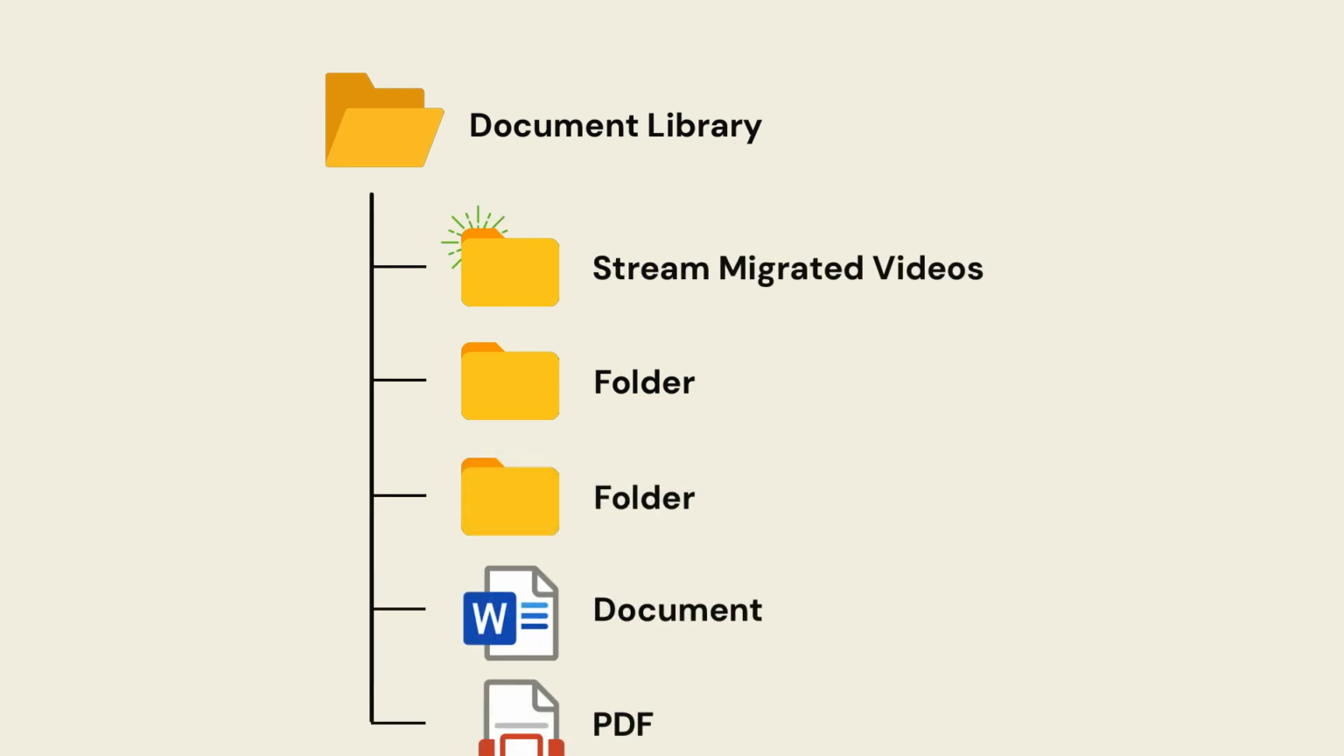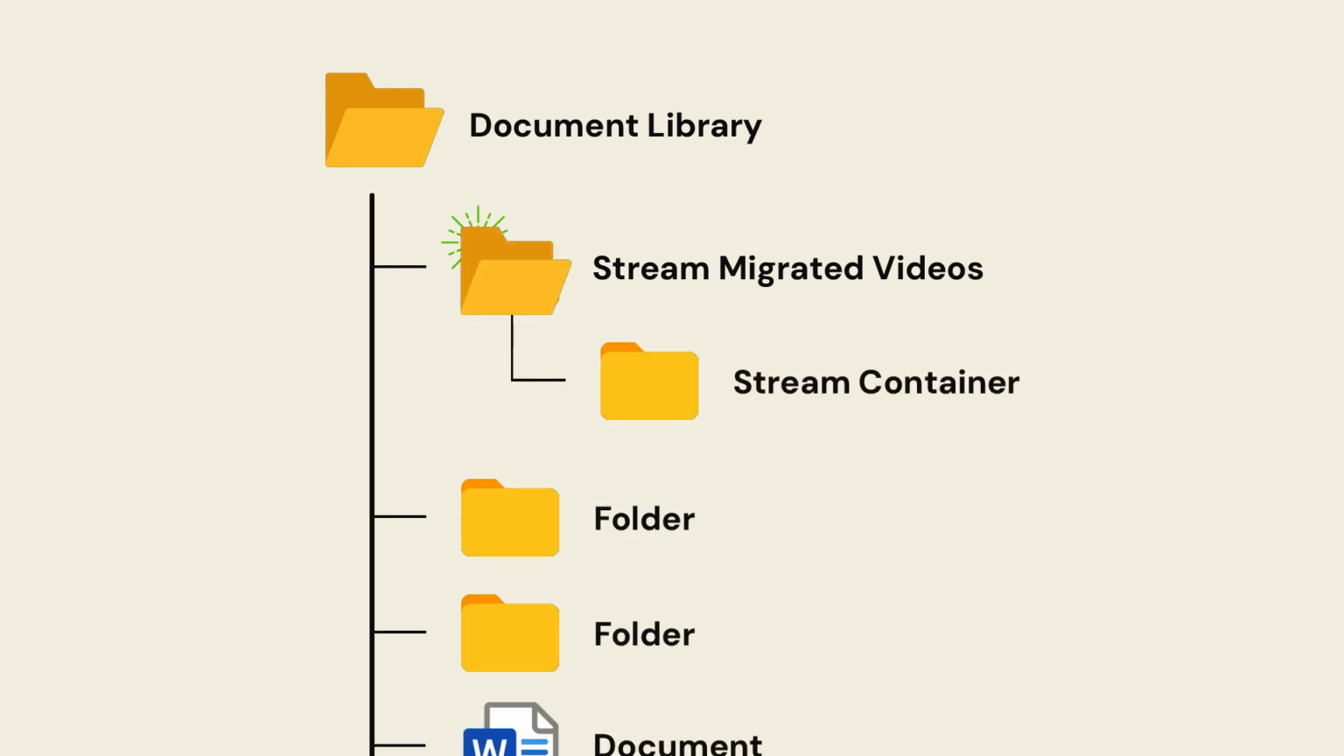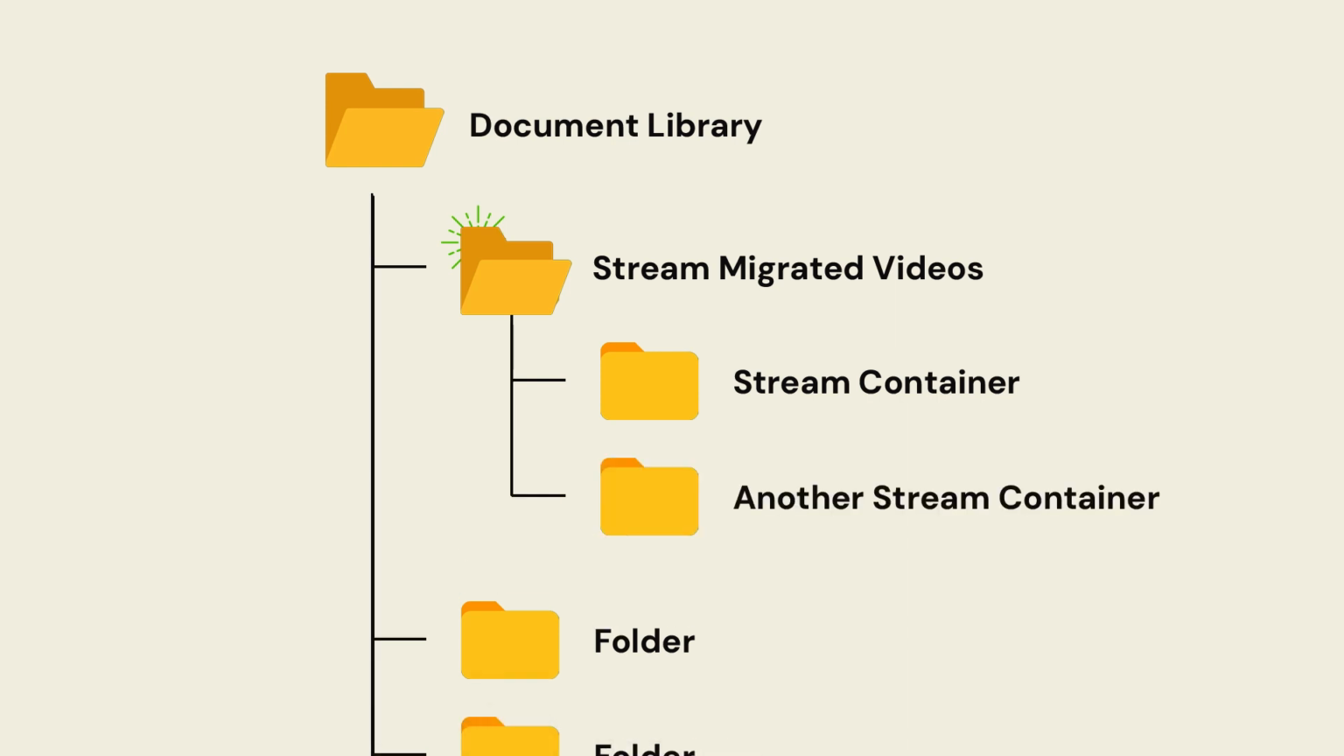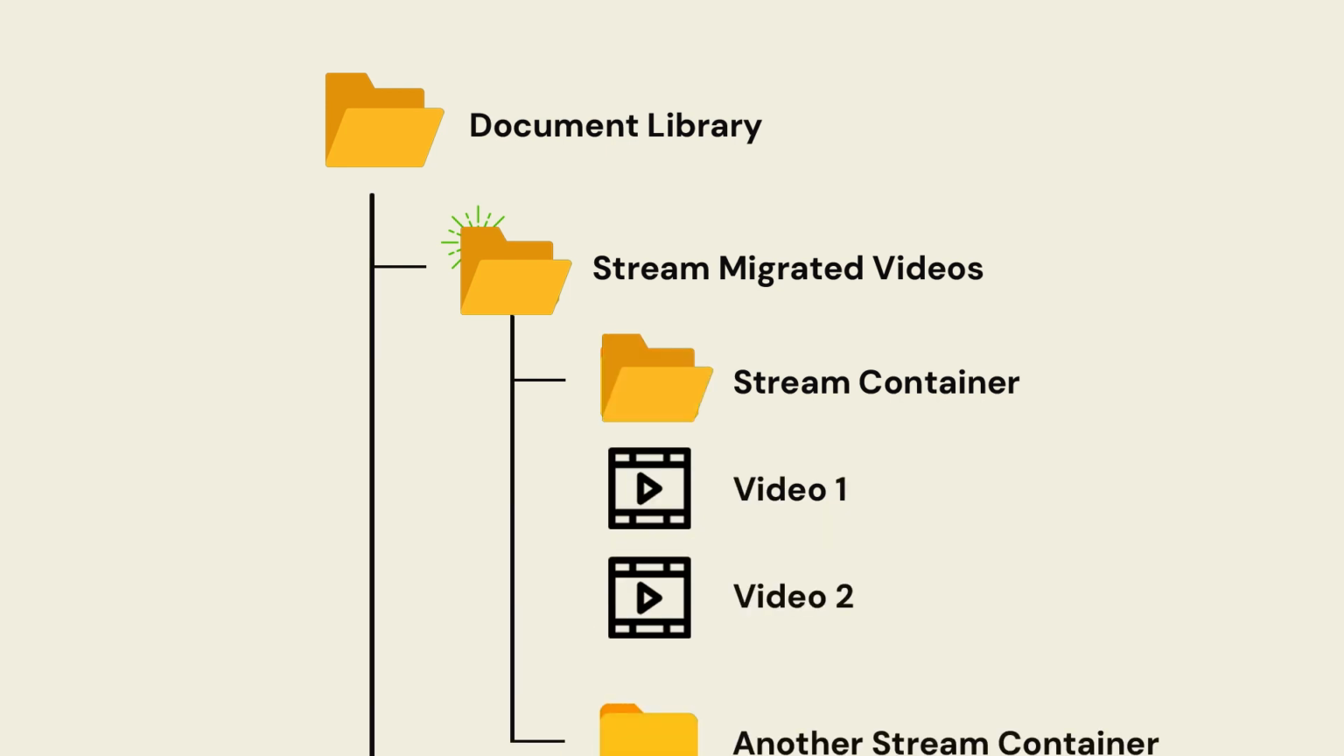Each video container being migrated into the location you select will have a corresponding folder within the Stream Migrated Videos folder. For example, if you migrate two video containers into the same document library, the migration tool will create a single Stream Migrated Videos folder, and within that folder, you'll find separate folders for each of the two containers. Within each of the folders are the actual video files.